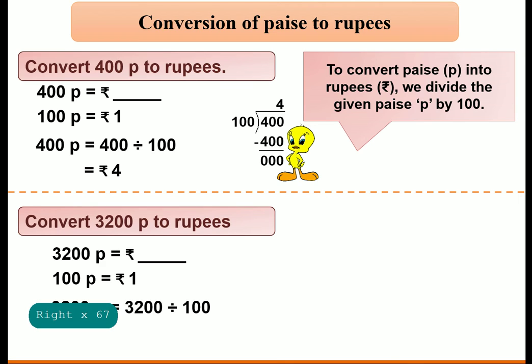What we have to do? We have to just cut the two zeros, or the two numbers, from behind. It will give us rupees 32. And if the two numbers that we have cut are not zeros, then we have to write them in paise. We will see that in the next point.